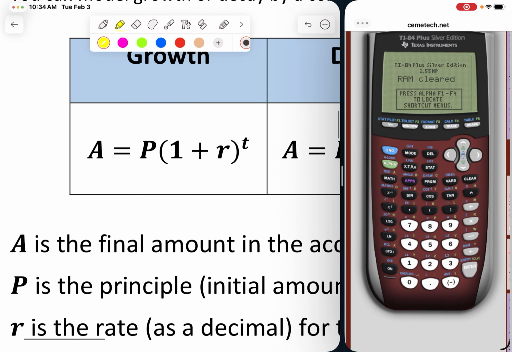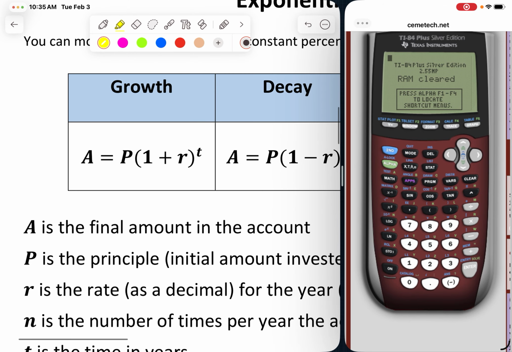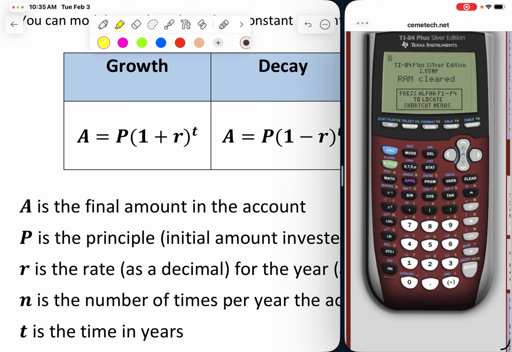This is exponential growth. So we're talking about growth here. This is the simple interest formula. We have A equals P times the quantity of 1 plus R to the T power. So A, what does that stand for? The final amount in the account. Let's just pretend this is talking about a bank account, so that is how much money you have in the account after the calculation. P is called the principal, which is just the initial amount or the amount that was invested into the account. So that's the starting amount.